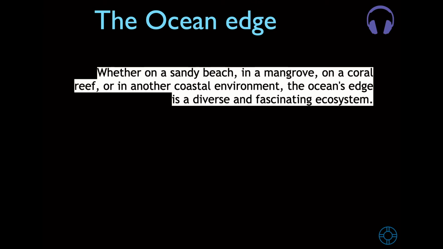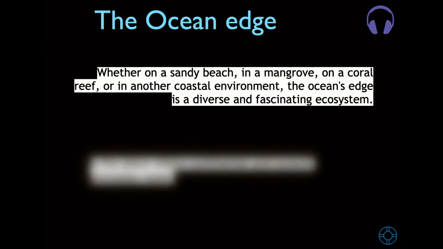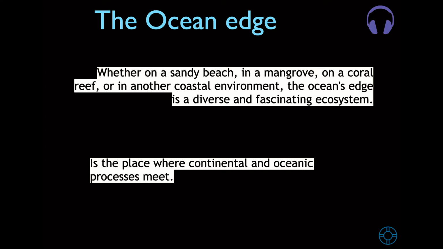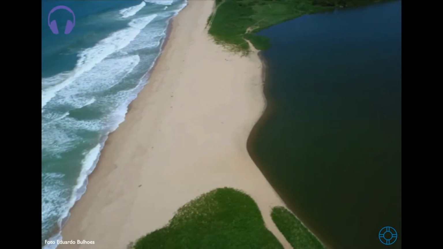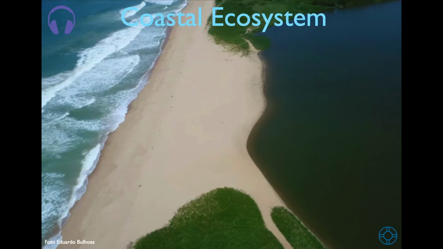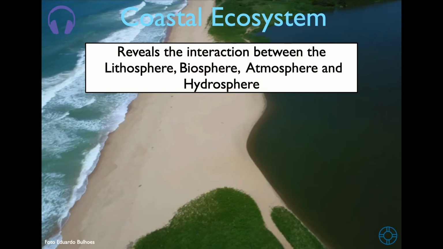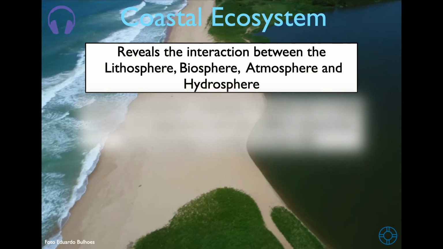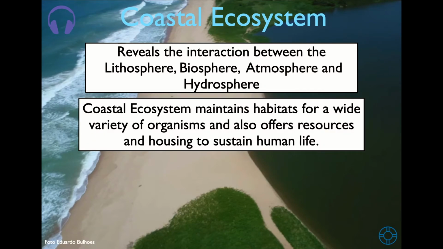Whether on a sandy beach, in a mangrove, on a coral reef, or in another coastal environment, the ocean's edge is a diverse and fascinating ecosystem. It's the place where continental and oceanic processes meet. The coastal ecosystem reveals the interaction between the lithosphere, biosphere, atmosphere, and hydrosphere. Coastal ecosystem maintains habitats for a wide variety of organisms, but also offers resources and housing to sustain human life.